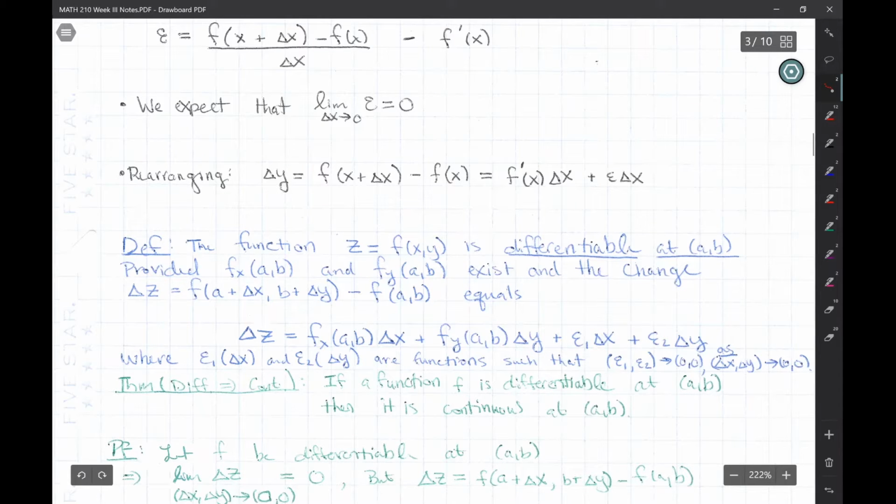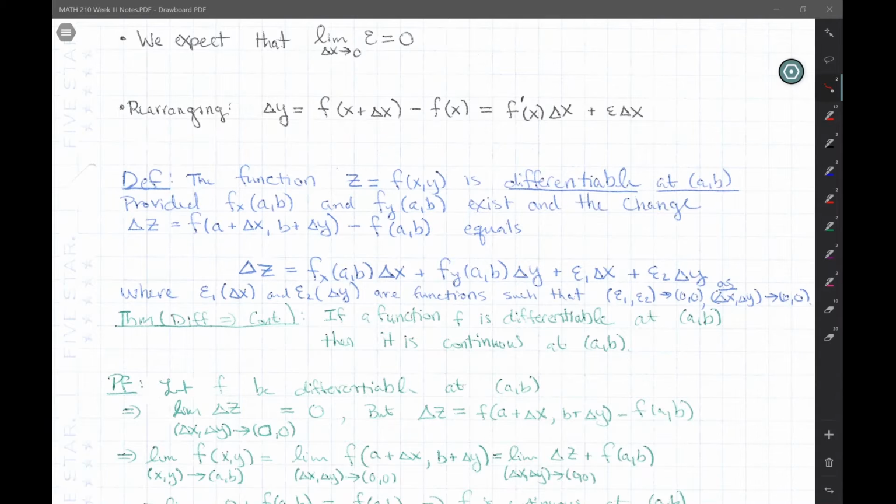Okay, so the function is differentiable if two things are true. One, that the limit exists, and that was good enough for Calc 1. But for functions of more than one variable, it's not good enough. We also need to have that delta z is equal to a term like this, where delta z is given here, and that these epsilons go to 0 once delta x and delta y go to 0.